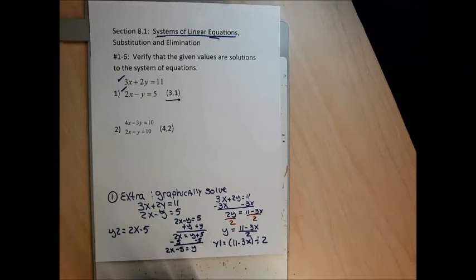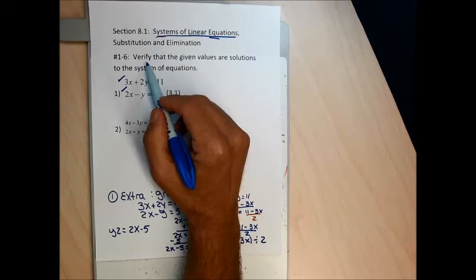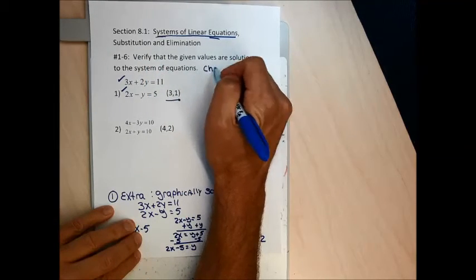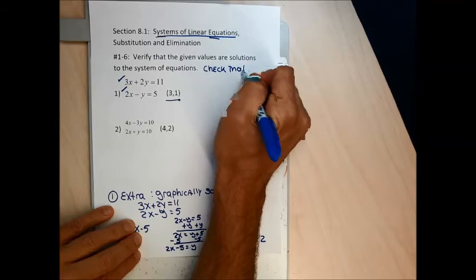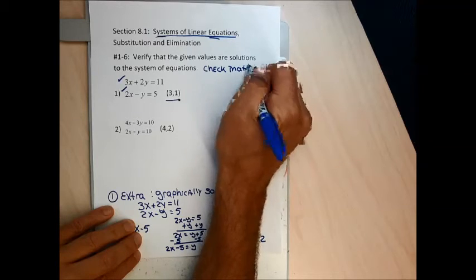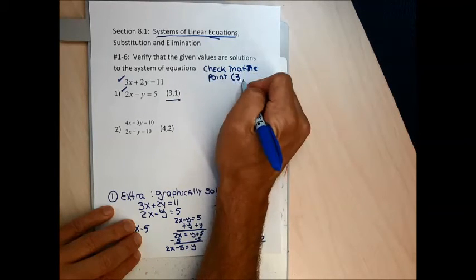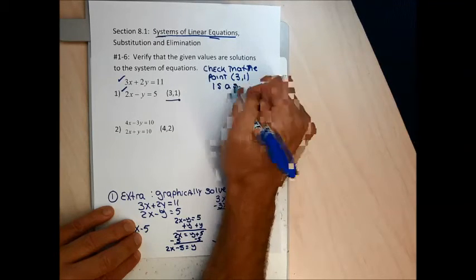So all this is extra, has nothing to do with solving problems 1 through 6. So for problems 1 through 6, there really isn't any algebra to do. We're just supposed to essentially check the solution. So we need to check in problem 1 that the point (3, 1) is a solution to the system of equations.